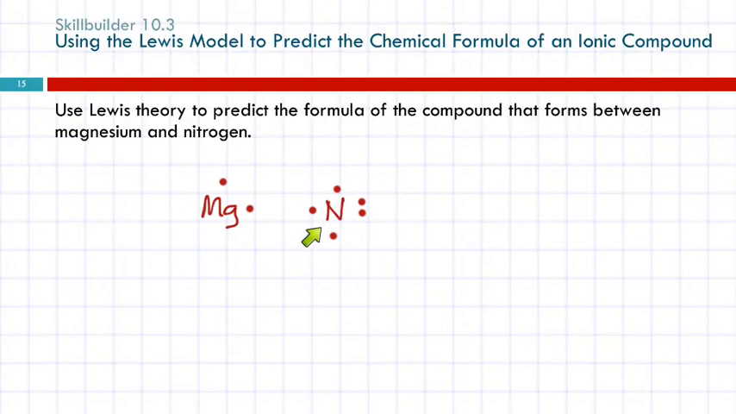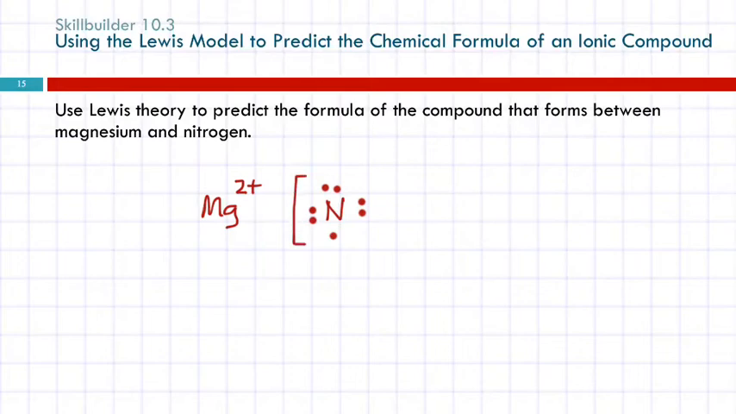So nitrogen wants 8 valence electrons. Nitrogen's a nonmetal, it's going to gain electrons. Magnesium is a metal, it's going to lose electrons. So magnesium wants to get rid of these 2 electrons. Nitrogen wants electrons, so magnesium will give the electrons to nitrogen. So we move those 2 electrons over to nitrogen. Now magnesium has a 2+ charge, and he's good, he's happy.